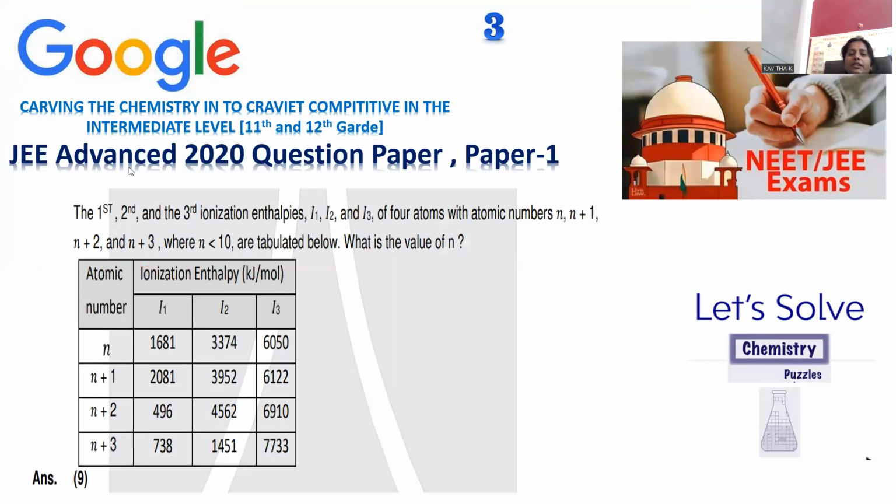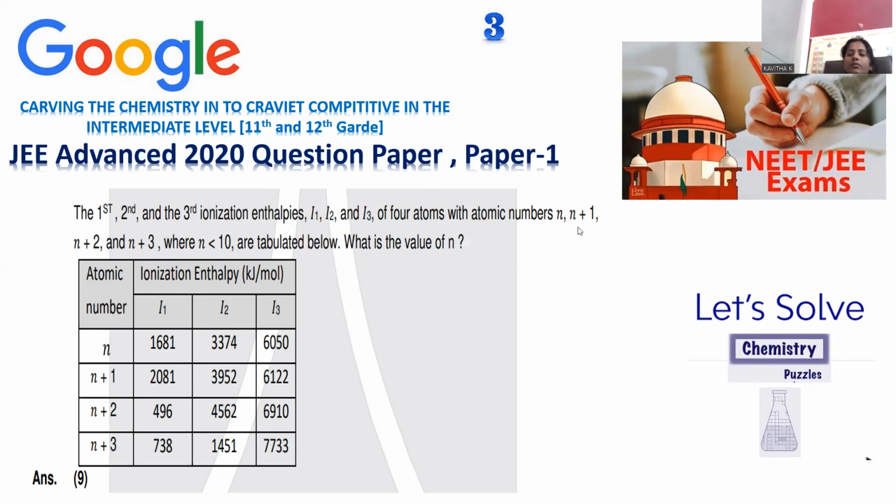It is collected from the JEE Advanced 2020 question paper, paper 2, sorry for the mistake over here. It is a question from periodic properties where ionization enthalpy is taken into consideration. First, second, third ionization enthalpies are designated as I1, I2, I3. Four atoms are mentioned, with their atomic numbers given as N, N plus 1, N plus 2, N plus 3.